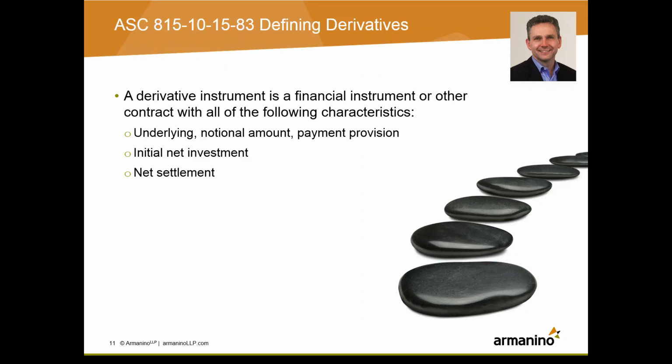So there's an underlying notional amount and a payment provision. That can be a $1 million bond, or it can be 100 shares, or it can be, I don't know, 1,000 pork bellies or 10 bushels of wheat. So there's an underlying notional amount.